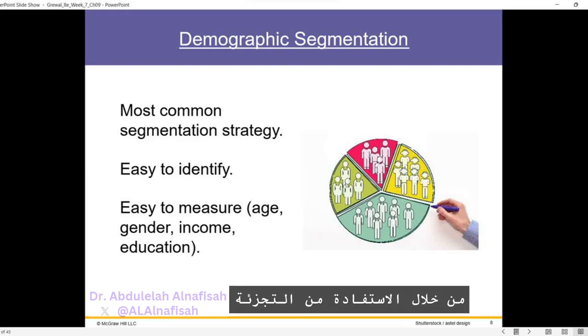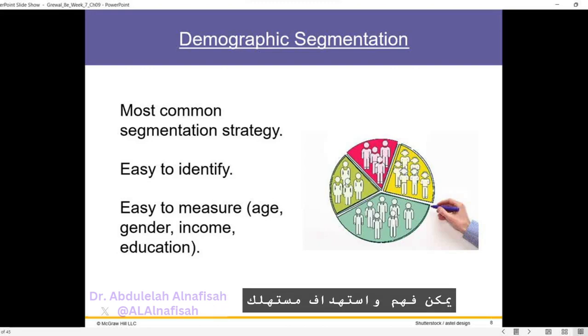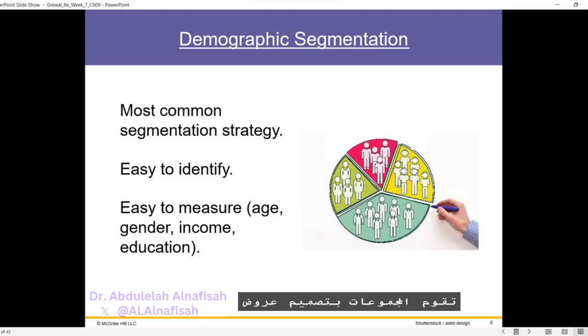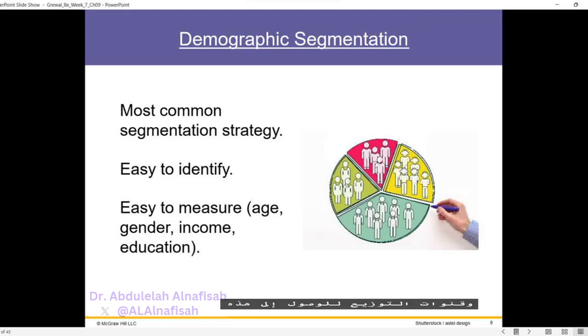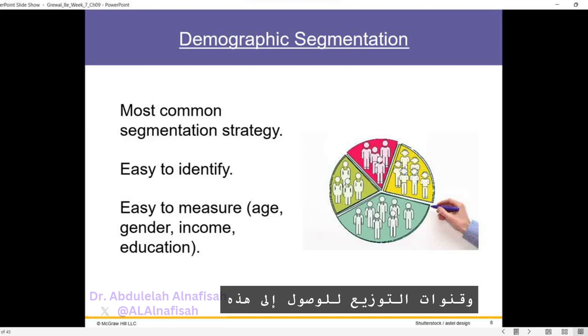By utilizing demographic segmentation, companies like Toyota can better understand and target specific consumer groups, tailoring their product offerings, marketing messages, and distribution channels to effectively reach and serve these segments.